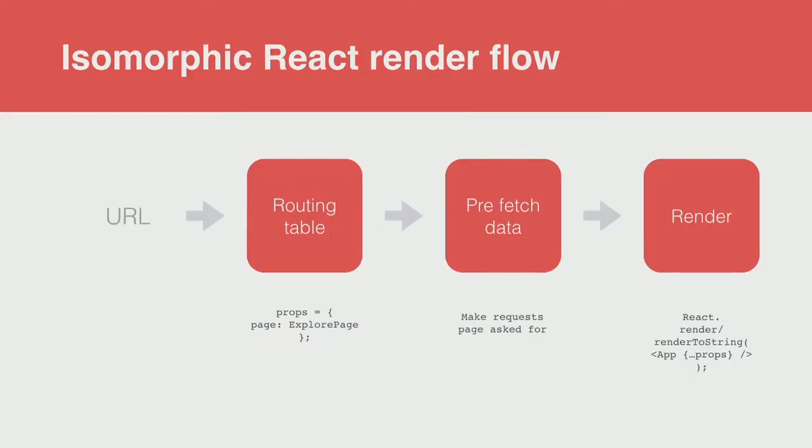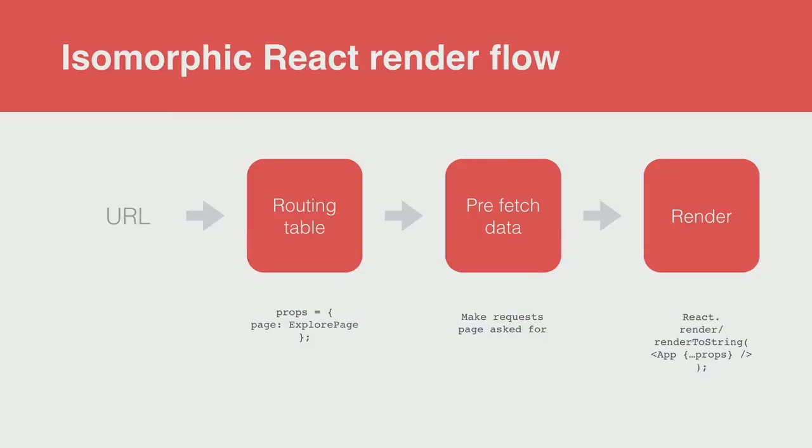So what do we do in an isomorphic render flow? So this is a different slide. Trust me, it's not the same slide, but it looks very similar. And that's part of my point. The routing table is the same. We use the same router and exactly the same routing table on the client and the server. And the render function is pretty much the same. You use render to string instead of render. It functions in exactly the same way.